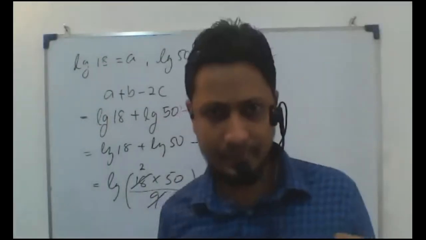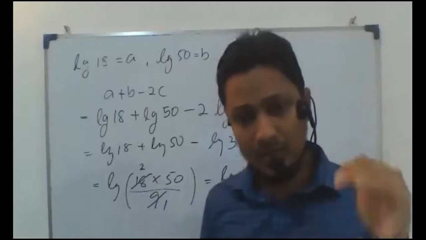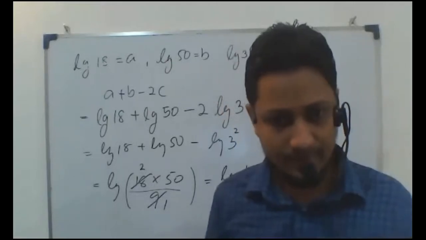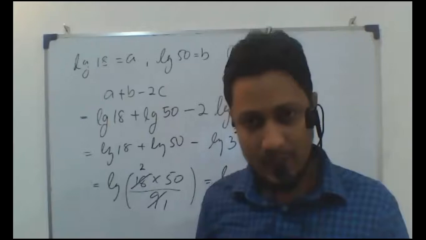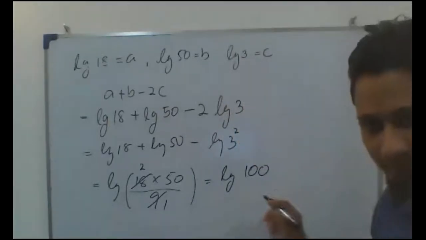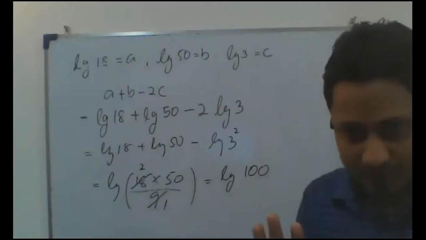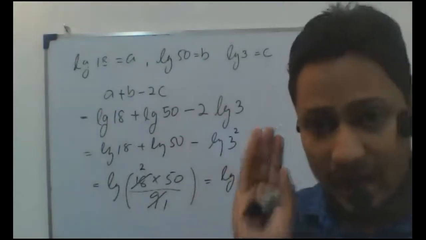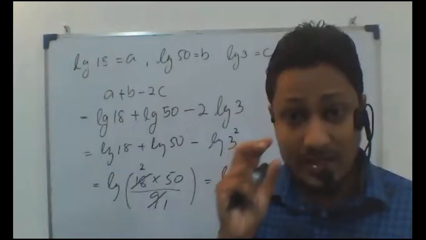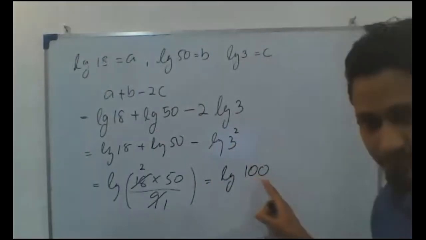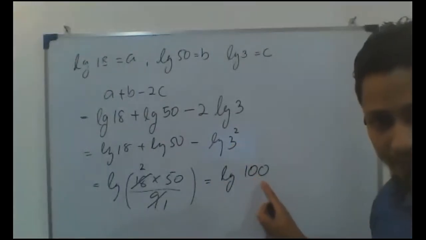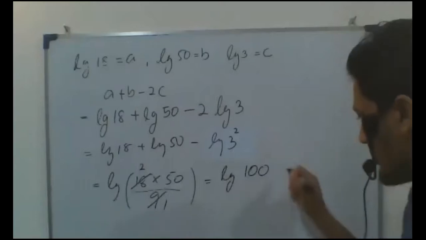Why is that? LG 100 is equal to 2. Okay, look at this one. Usually when you get an LG 100 question like this, listen carefully, you can do one thing: count the zeros. How many zeros are there? 2 zeros are there. So what is your answer?